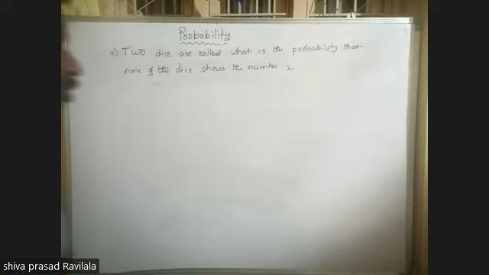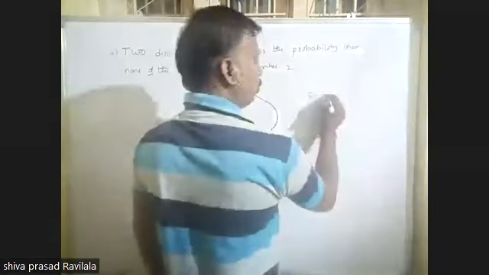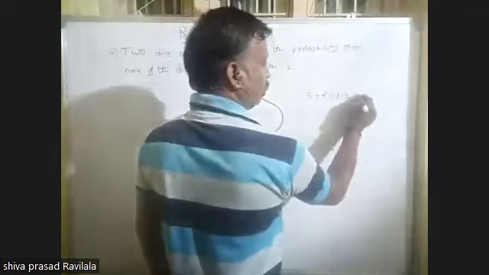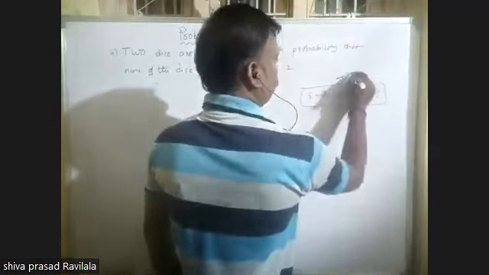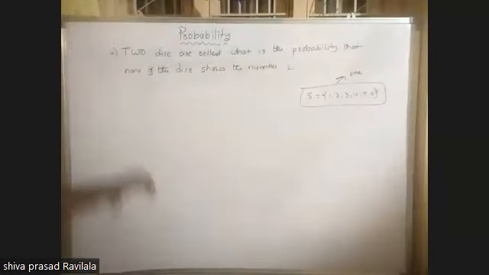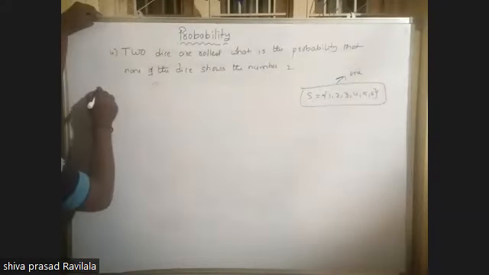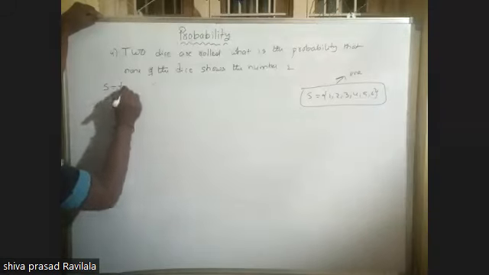When 1 die is thrown, the sample space S is equal to {1, 2, 3, 4, 5, 6}. When you take only 1 die, the sample space is this. When 2 dice are thrown, what is the sample space? Anybody?